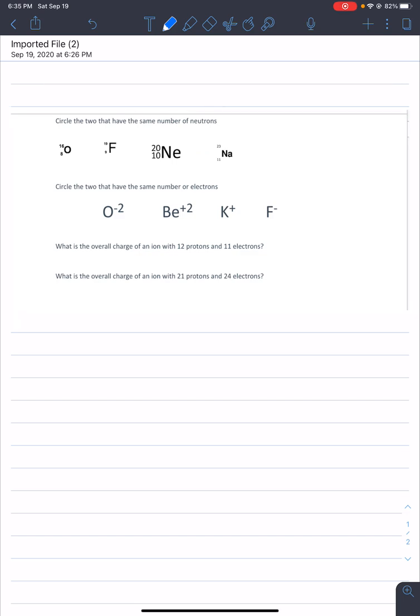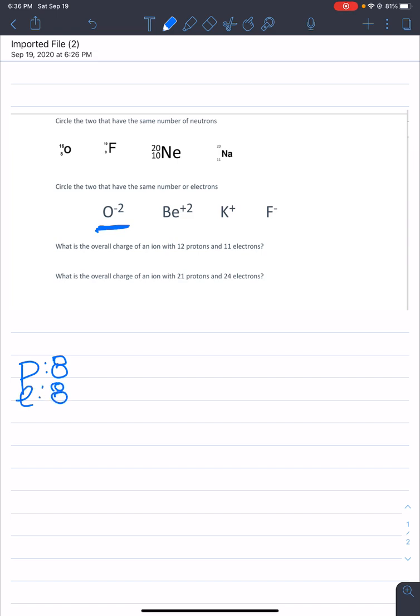So for this second one, it's saying that we need to find the two that have the same number of electrons. So this first one, this O minus, let's figure out how many electrons it has. If you go to your periodic table, you'll see that O has a number of 8, right? So it normally has 8 protons. It normally has 8 electrons.